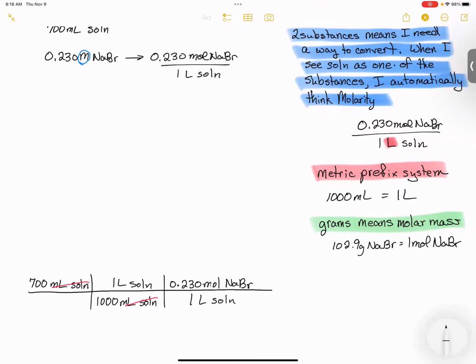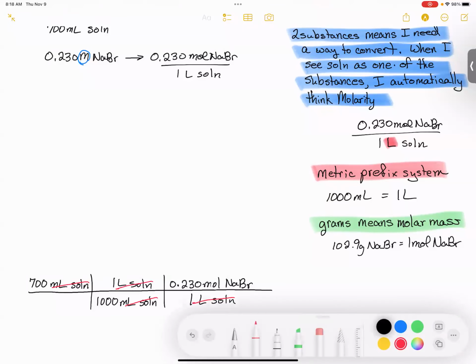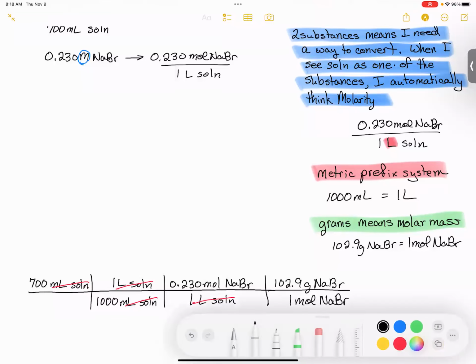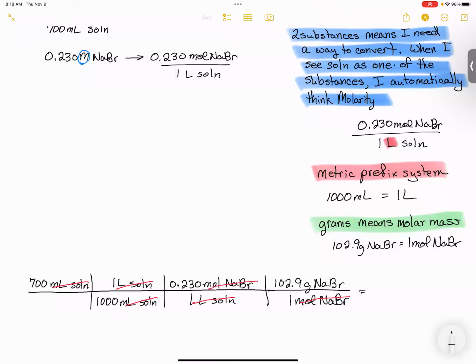I chose the liters of solution in the molarity to go into the denominator because I needed liters to cancel out, leaving moles of NaBr. But I was asked for grams of NaBr, so I need the molar mass of NaBr. There's 102.9 grams of NaBr in 1 mole of NaBr. The mole portion was placed in the denominator so that the unit and the substance would cancel out, leaving me grams of NaBr. And now I'm ready for my calculation.